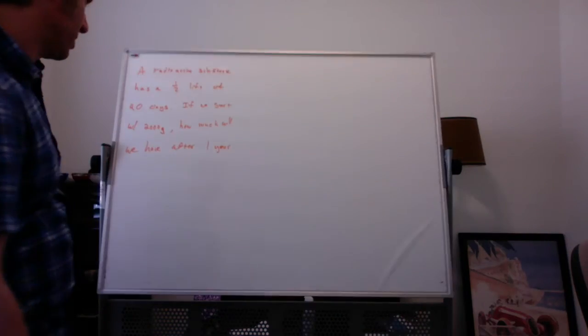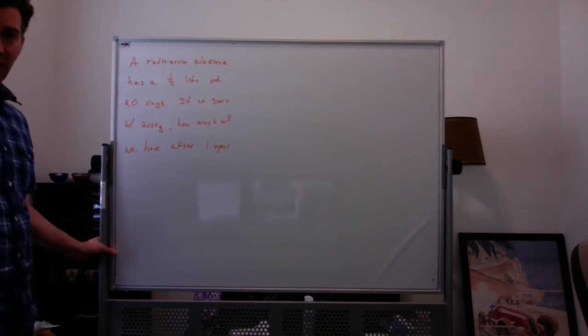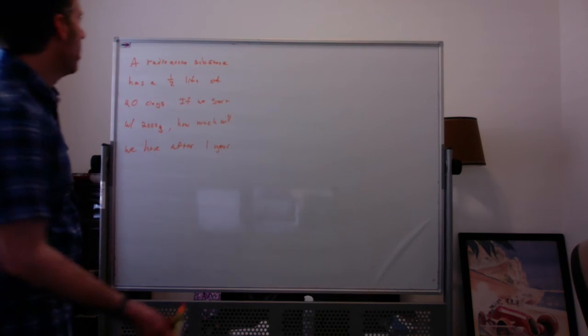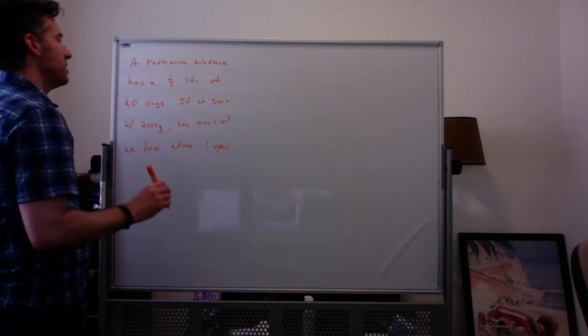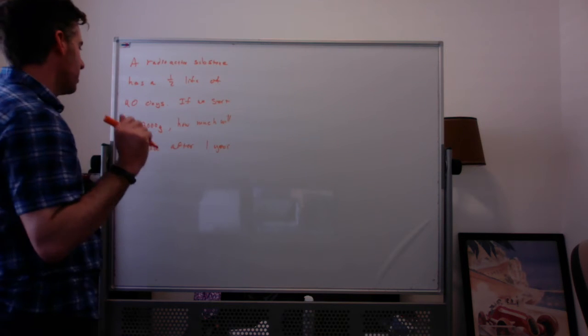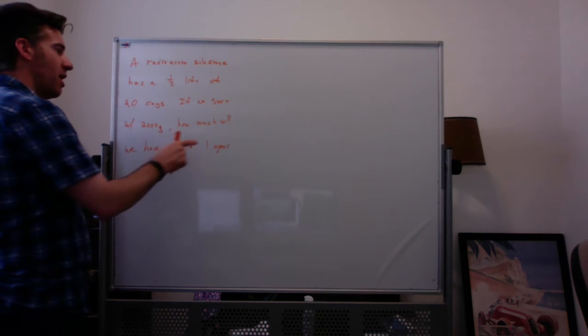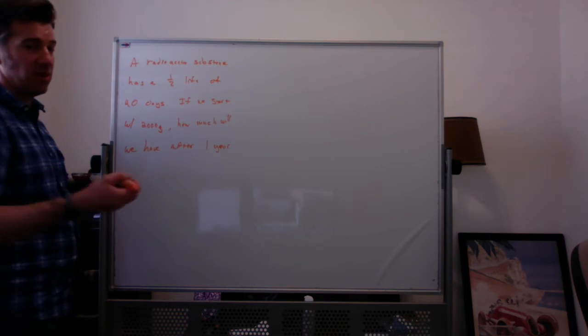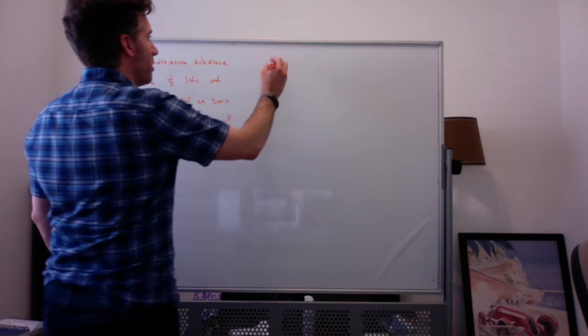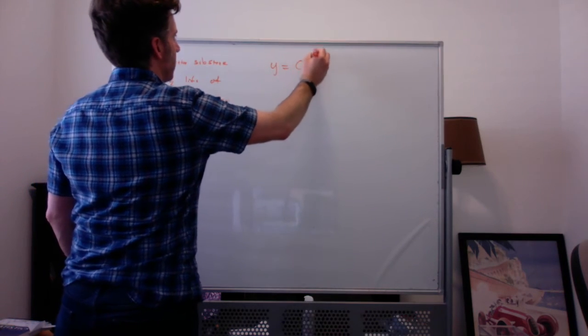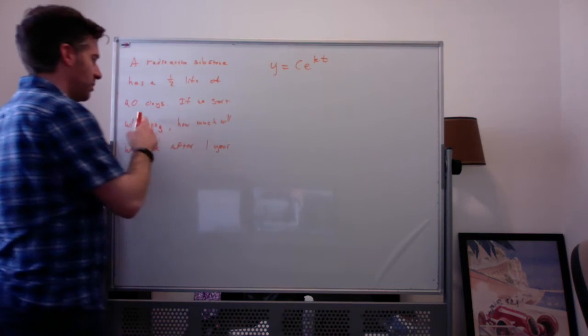Let's do this other example, which is kind of more typical of the kind of question I asked, but not what he did. A radioactive substance has a half-life of 40 days. If we start with 2,000 grams, how much will we have after 1 year? So we still have to find the model. We know the model is y equals c e to the k t. And c is typically the starting amount, right?